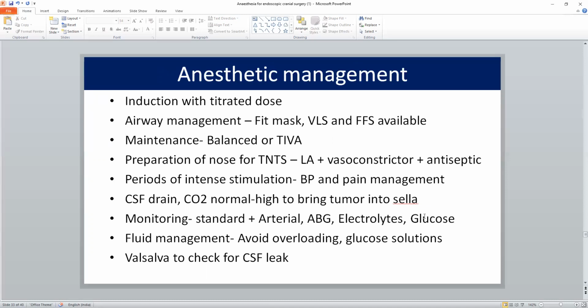Now, there may be, as I mentioned, periods of intense stimulation. Therefore, blood pressure and oxygen management becomes important. The anesthesiologist may be required to place a CSF drain or manipulate the carbon dioxide to bring the tumor into the sella from the parasellar region.